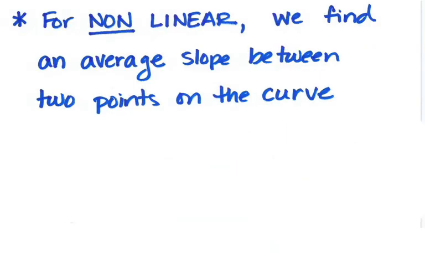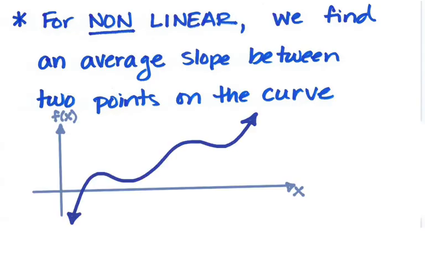But when we have nonlinear functions, things that curve, like we've had in other lessons, where a graph looks like a roller coaster ride, going up and down, up and down, we can't talk about constant slope. So instead of constant slope, what we can talk about is average slope. We don't really say average slope, what we say is average rate of change. And that average rate of change is where we just take any 2 points on the curve and then we draw a line between those 2 points.